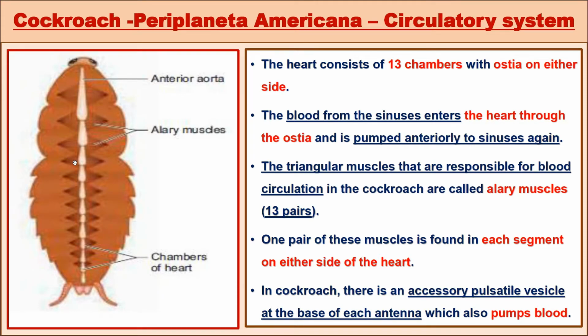There are 13 pairs of triangular muscles found on both sides of the heart in every segment of the body, and they are called alary muscles. They are very much responsible for the blood circulation. One pair of these muscles is found on either side of the heart in each segment. And cockroach also has an accessory pulsatile vesicle at the base of the antenna, and this also helps in pumping the blood.